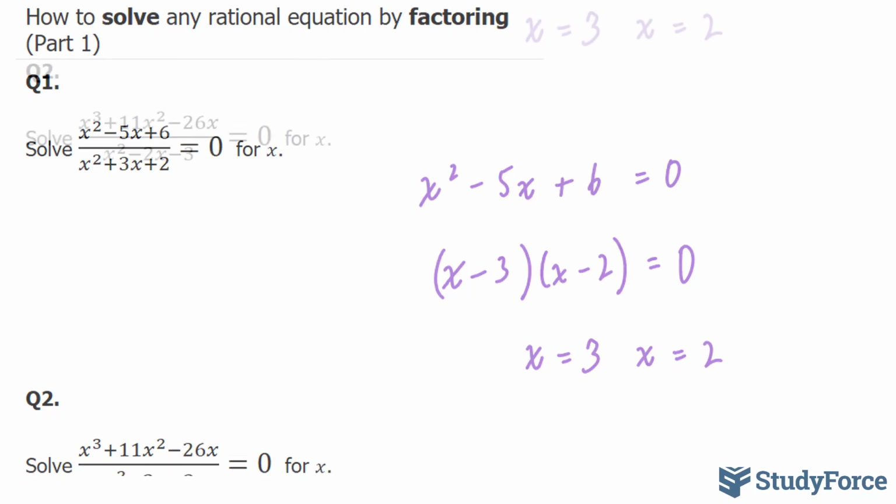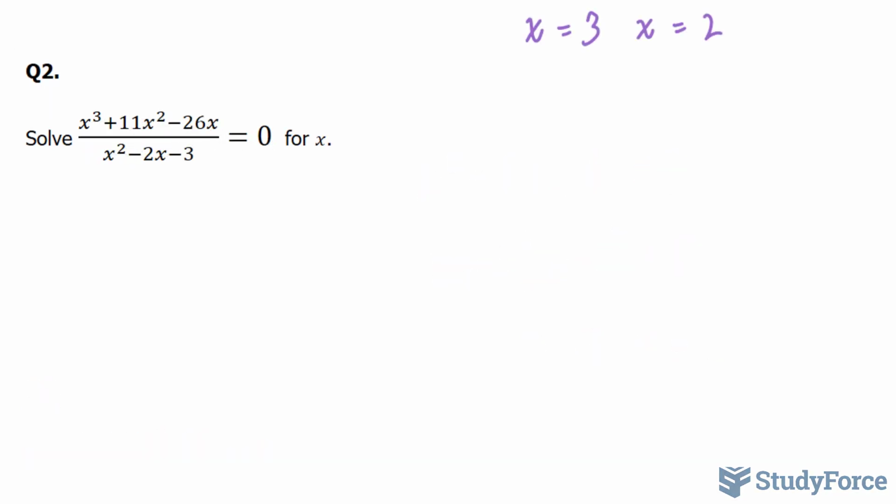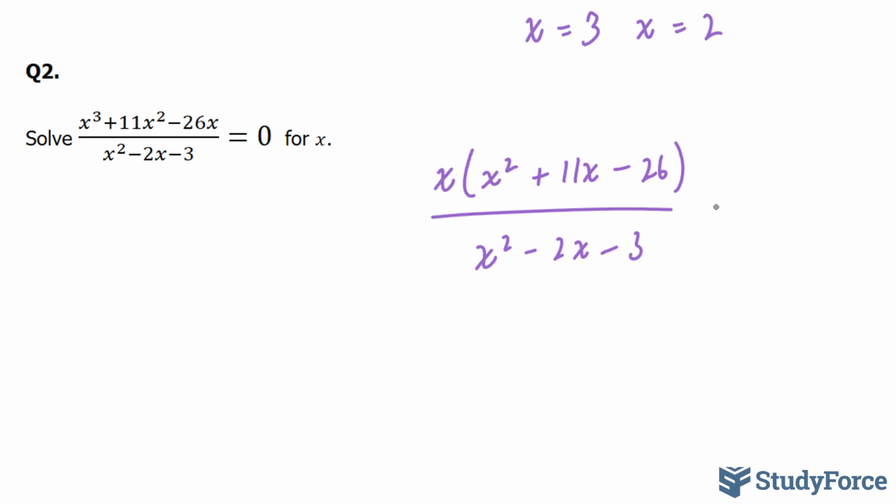Let's move on to question 2. In question number 2, the question is slightly more difficult than the previous one because you'll notice that the top is a cubic function. You have x to the power of 3 this time, and at the bottom it's another quadratic. But you'll also notice something special about the top part. You'll notice that each of those terms, this one, and this one, have an x in common. So we can pull that out from the beginning. Let's do that. X, if you pull it out of the expression, gives you x squared plus 11x minus 26. And at the bottom, it stays the way it is. X squared minus 2x minus 3 is equal to 0.